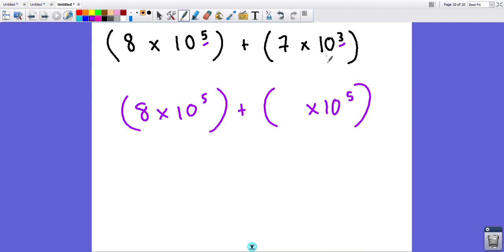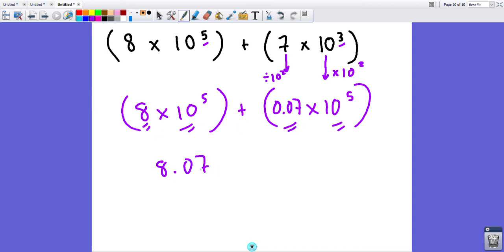Well, this time, to go from 10 to the 3 to 10 to the 5, we had to multiply by 10 to the 2, and once again, to counterbalance the overall answer, we have to then divide this 7 by 10 to the 2. So 7 divided by 10 to the 2, or 7 divided by 100, is 0.07. And now that we've got the powers the same, 10 to the 5, 10 to the 5, we can just add together the 8 and the 0.07 to get 8.07 times by 10 to the 5, and that's standard form.